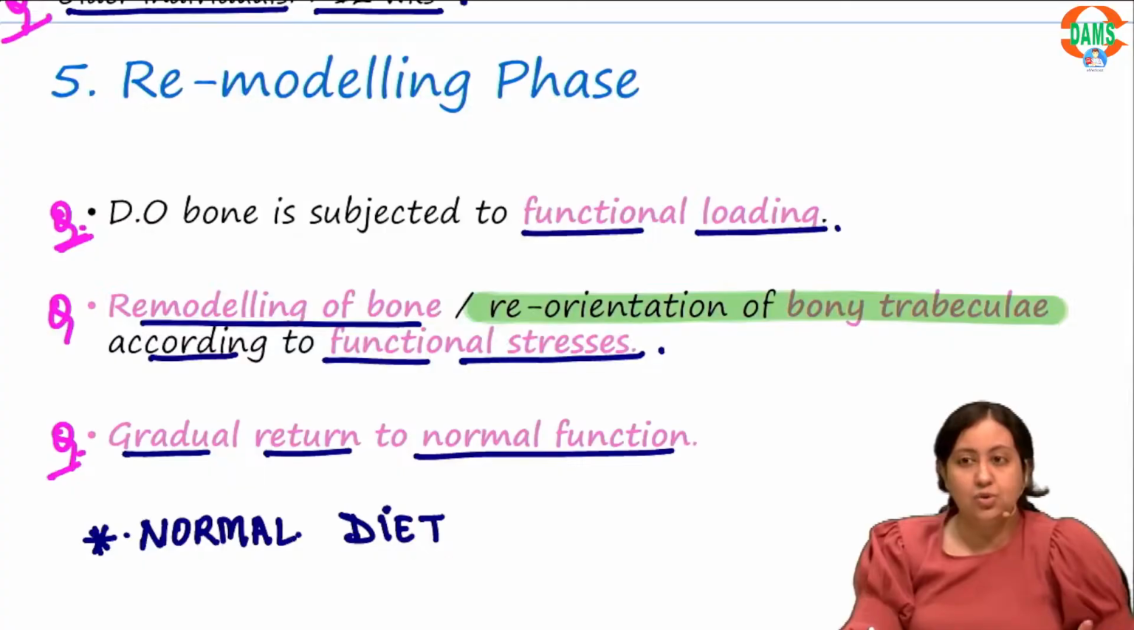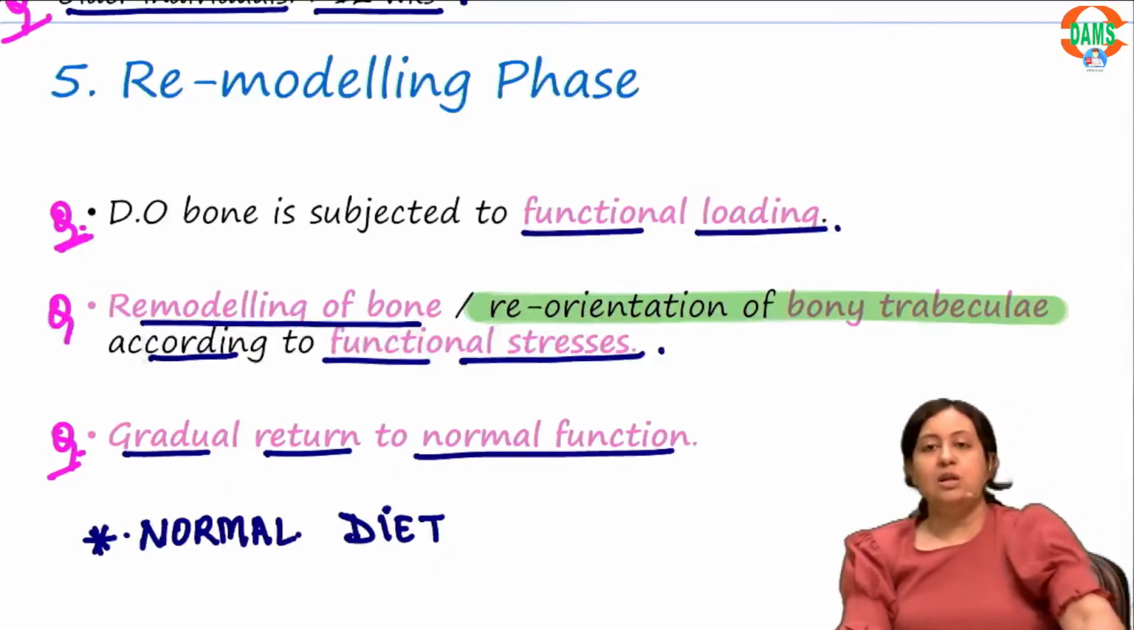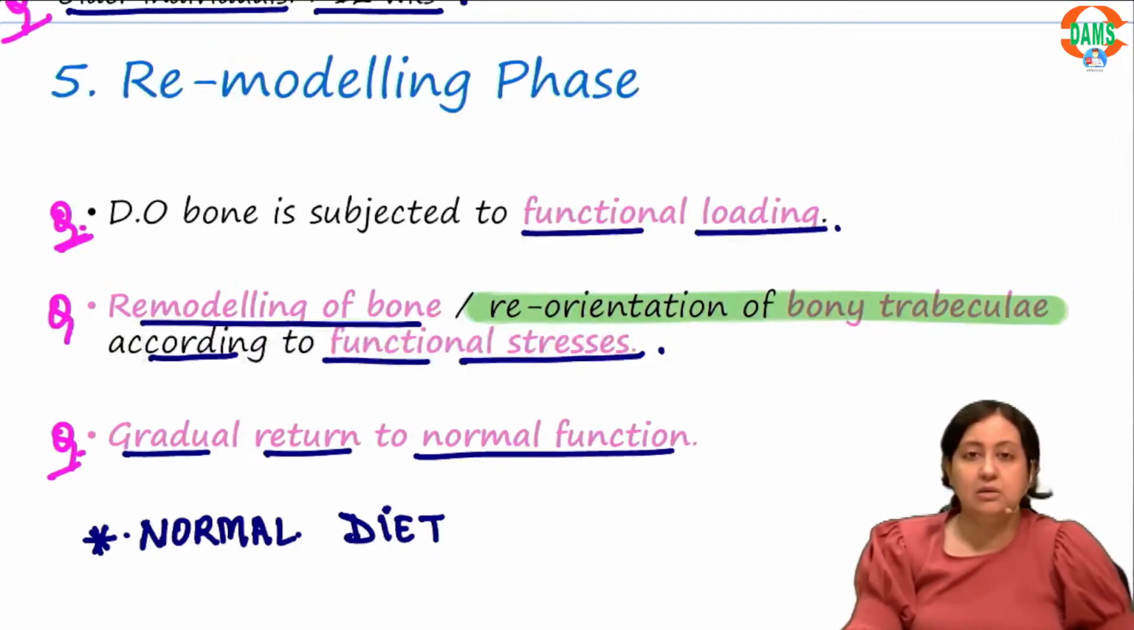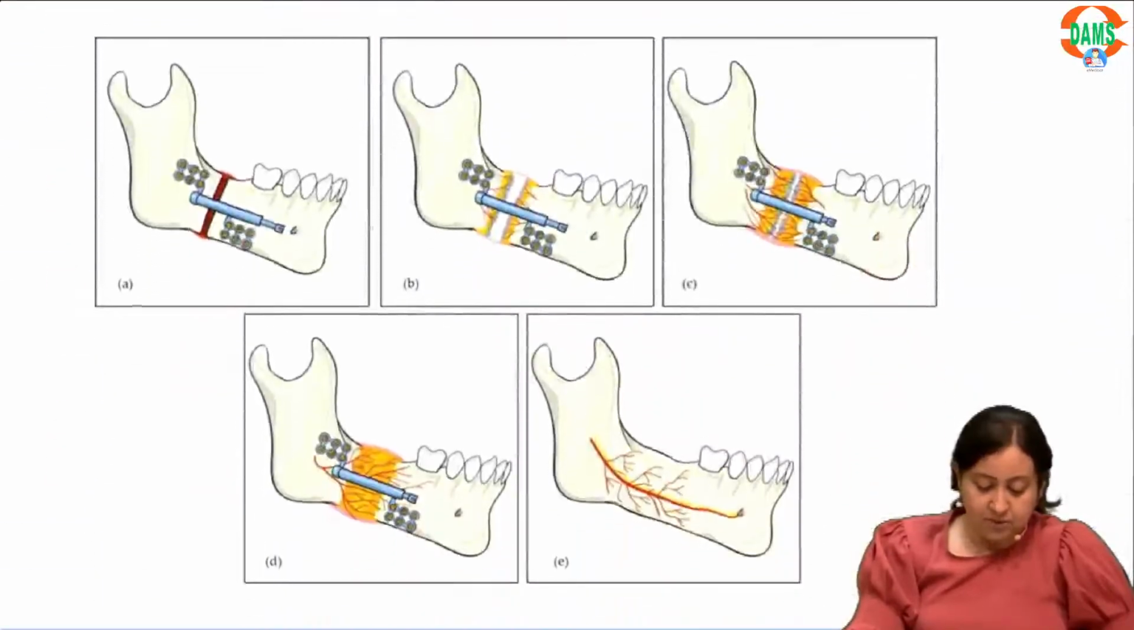I want to now show you a few visuals and give you the difference between child distraction osteogenesis and adult distraction osteogenesis. But before that, I hope the protocols and phases of distraction osteogenesis are clear and you all have understood them. If there are any doubts, you can ask me in the comment section.